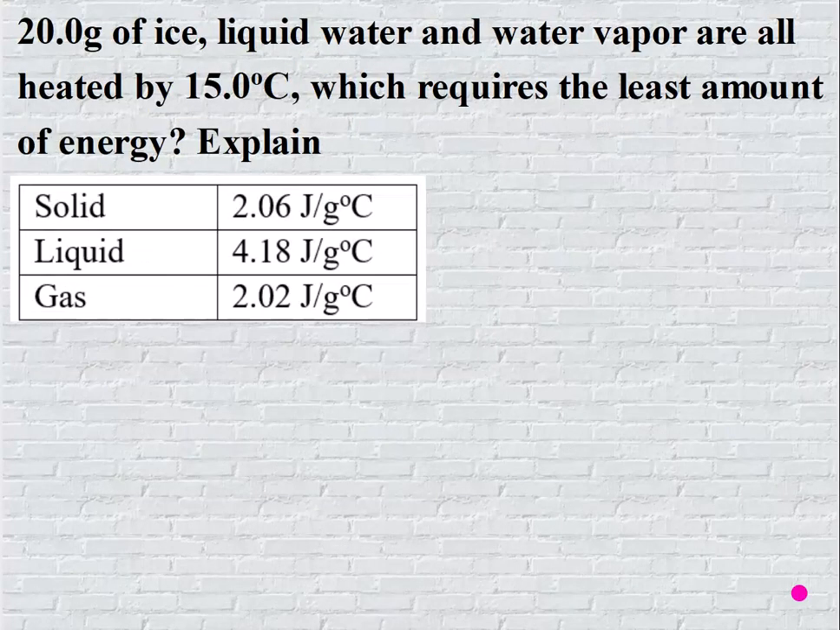Alright, last one. This one is just explaining the difference in specific heat and what that means. So go ahead and pause the video and figure out which of these forms of water would require the least amount of energy to go up by 5 degrees. Restart when you're done.